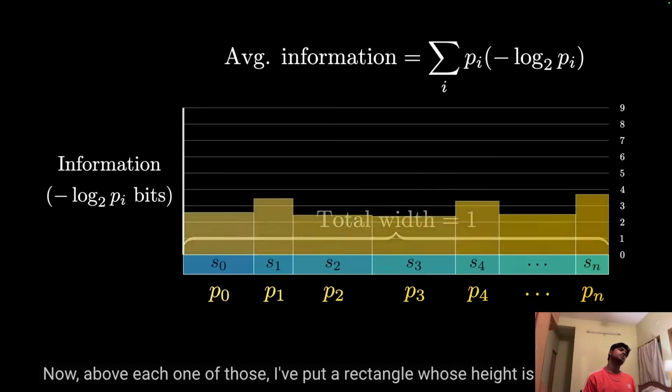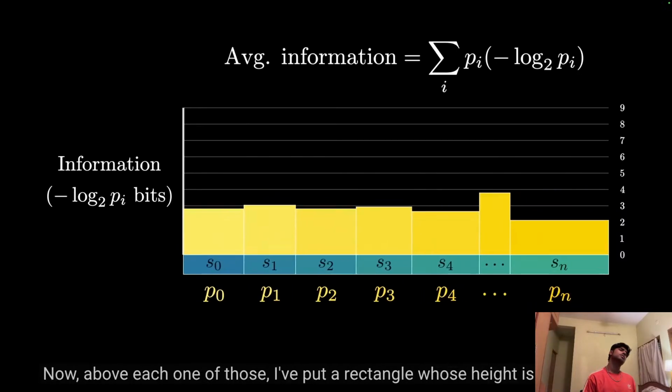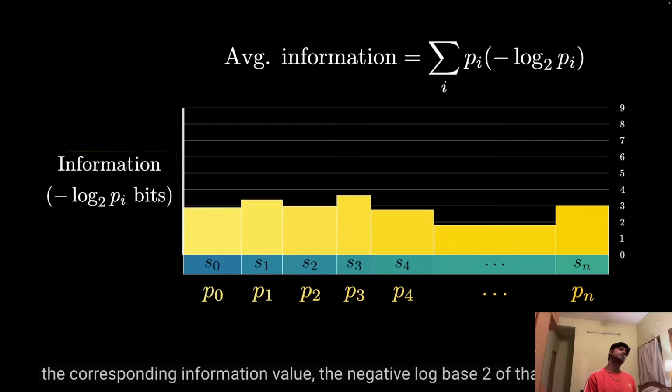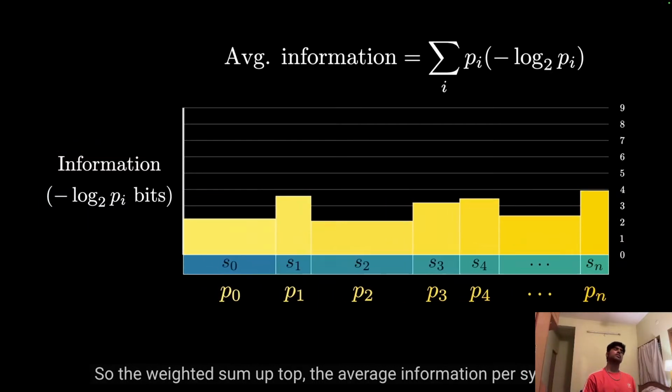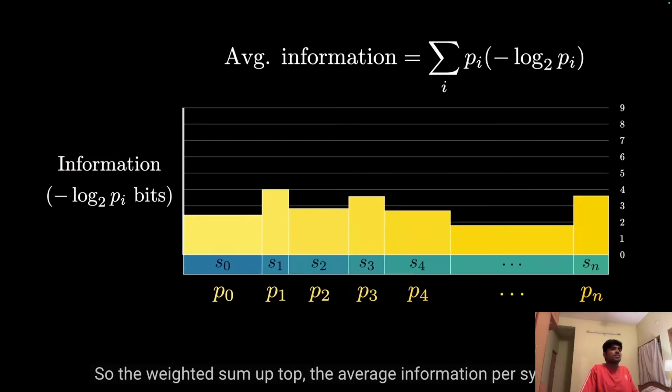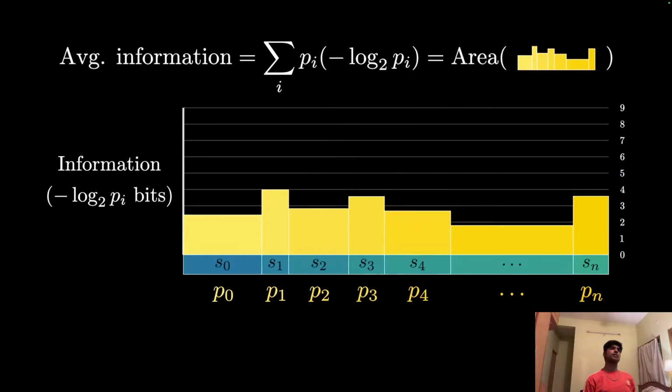Now, above each one of those, I've put a rectangle whose height is locked to be the corresponding information value, the negative log base 2 of that probability. So the weighted sum up top, the average information per symbol, can be thought of as the total area of all these rectangles together.